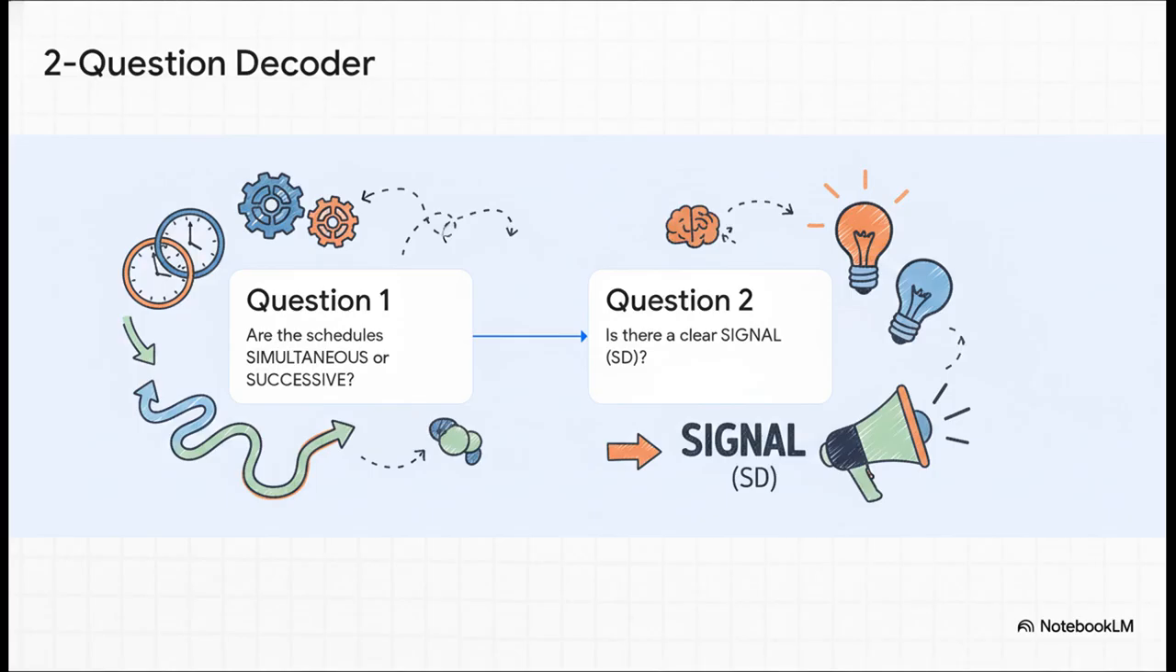Okay, so this is it. This is the tool that is going to change how you look at these questions forever. Seriously, forget trying to memorize long, complicated definitions. You only need to ask 2 simple questions to decode any compound schedule you come across. First, are the schedules happening at the same time, simultaneously, or one after another, successively? And second, is there a clear signal, a discriminative stimulus that's telling the learner what's going on? That's it. That's your entire decoder key. So let's put it to work.